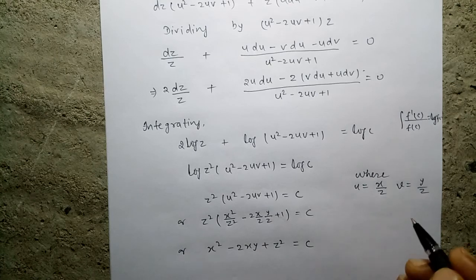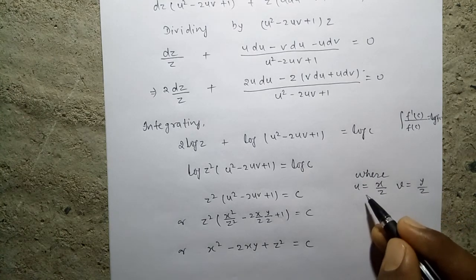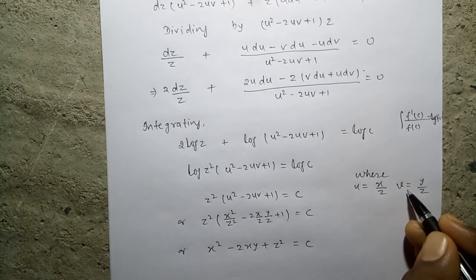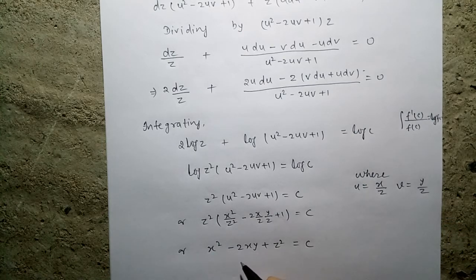हमने इसे पहले पुट किया था x इक्वल टू uz एंड y इक्वल टू vz. Therefore u equal to x by z and v equal to y by z. We put these values in this equation and we get x square minus twice xy plus z square is equal to c, which is the required solution of given differential equation.